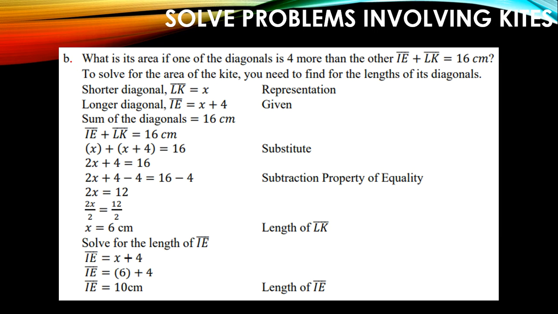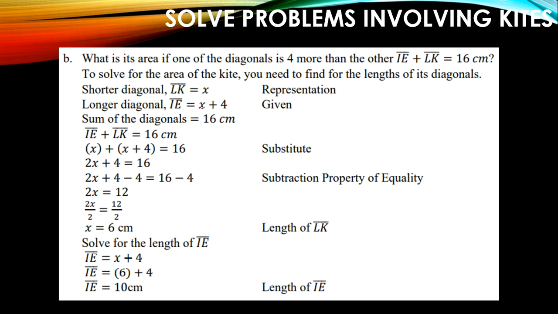Okay, so let's go now to letter B. What is its area if one of the diagonals is 4 more than the other, IE plus LK equals 16 centimeters. So, to solve for the area of the kite, you need to find the lengths of its diagonals. So, pinaka-importante nga natay mga measurements sa length sa diagonals, specifically the diagonals IE and LK. So, ang LK represents the shorter diagonal, which is X, and the longer diagonal IE, which is X plus 4.